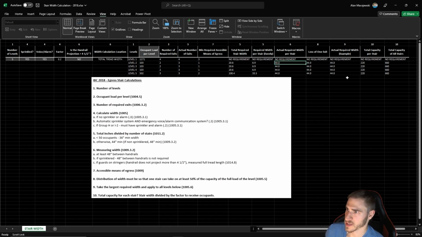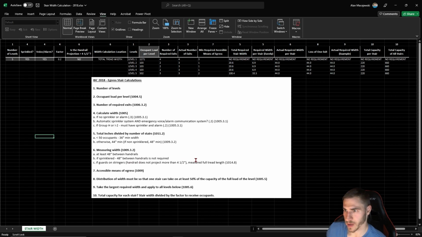And obviously, we need a minimum of 44 inches. We can see here, number 6, this is going to take us down here. We need at least 48 inches. And obviously, why is that not 48? Well, it's not 48 because we have the 44 inches because we're sprinklered. That's cool. I don't need that 48 inches, basically, is what I'm saying.